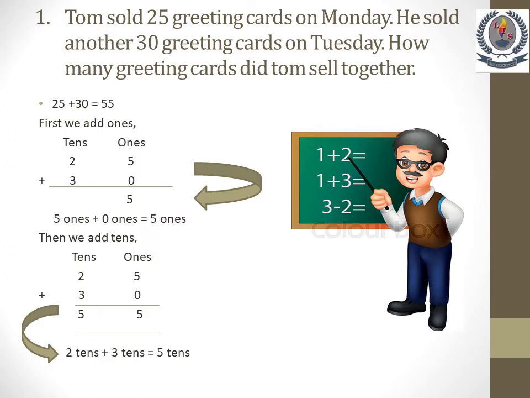We can also find the answer in this way. What is 5 ones plus 0 ones? What is 2 tens plus 3 tens? What is the sum of 25 and 30? That is 5 tens and 5 ones. It's equal to 55.